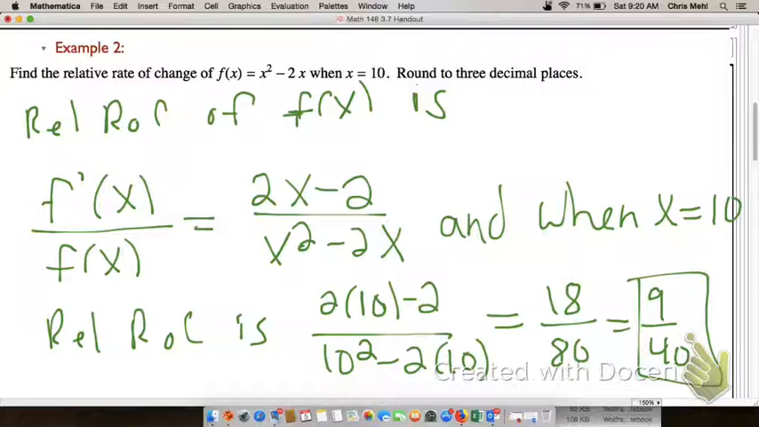So again, what it tells you is, there might be some sort of units on your function, but if you increase the input x by 1 unit, you can expect that it's going to increase by 9/40, per unit time. Okay, so again, that's just telling you relatively the rate at which the function is increasing relative to itself. I think this is just an example of calculating a relative rate of change for a function.